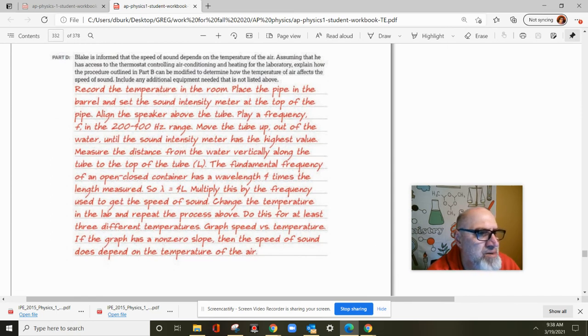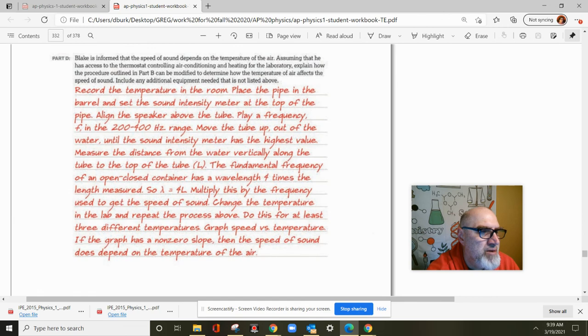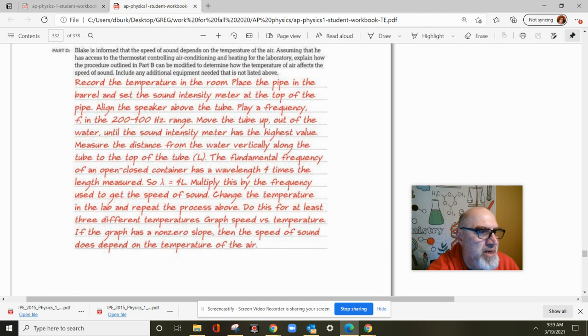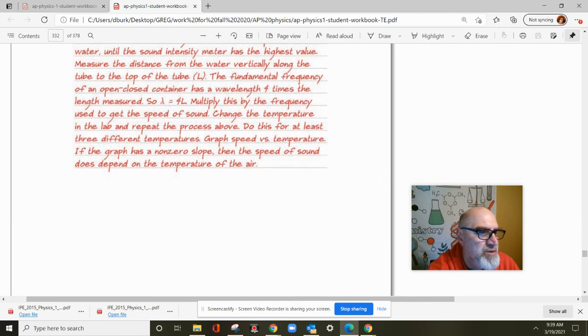The speed of sound depends on the temperature of the air. Assuming that he has access to thermostat-controlled air conditioning and heating for the laboratory, so not my building. It's thermostat-controlled, but I don't have access to it. Explain how the procedure outlined in Part B can be modified to determine how the temperature of air affects the speed of sound. They're recording the temperature in the room, and then graphing it for different temperatures, and if the graph has a non-zero slope, then the speed of sound does depend on the temperature of the air. You can pause and read this. Basically, you're just repeating the experiment at different temperatures to see how the slope changes.